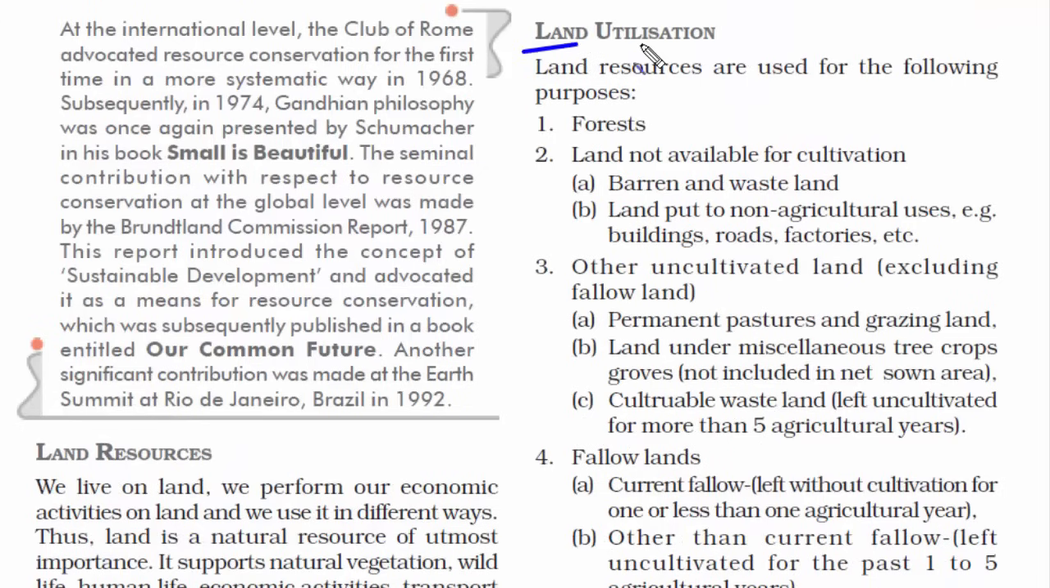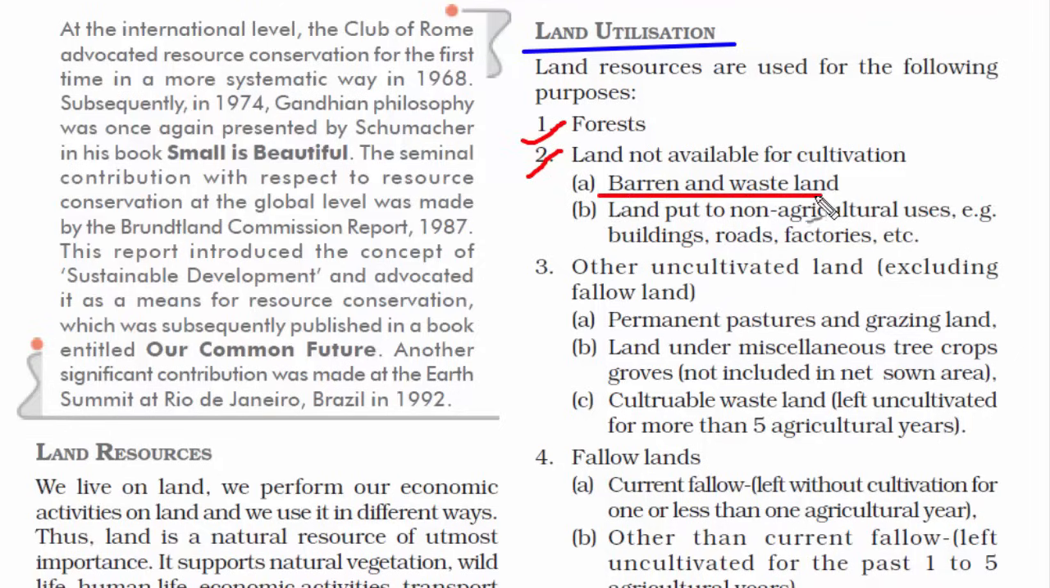Now let's read about the utilization of land. Land is used for the following purposes. First one, forest. In India, according to the law, 33% of the land should be given to forest area, because that will maintain the ecological balance. Then we have land not available for cultivation.